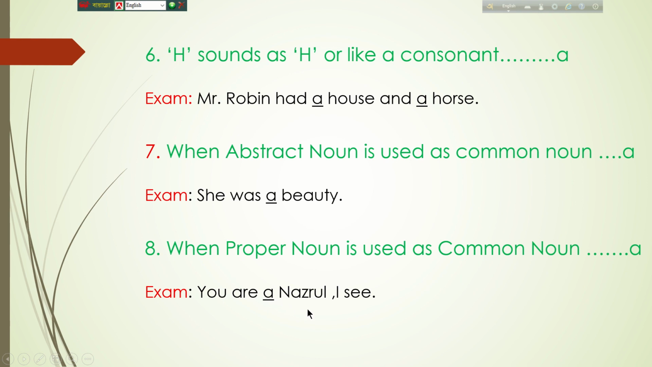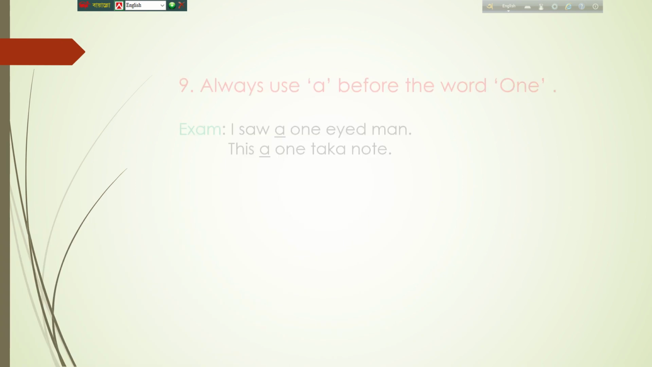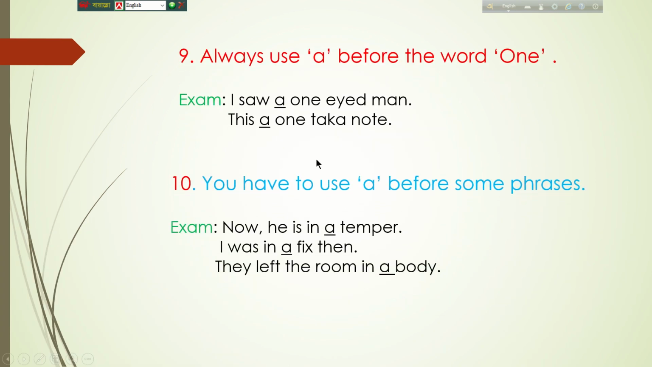Next, see the next rule. Always use a before the word one. That means in every place where you see the word one, you have to use a before it. Let's see the example. I saw a one-eyed man. This is a one taka note. Here the very word is one. For that reason, we have used a there.